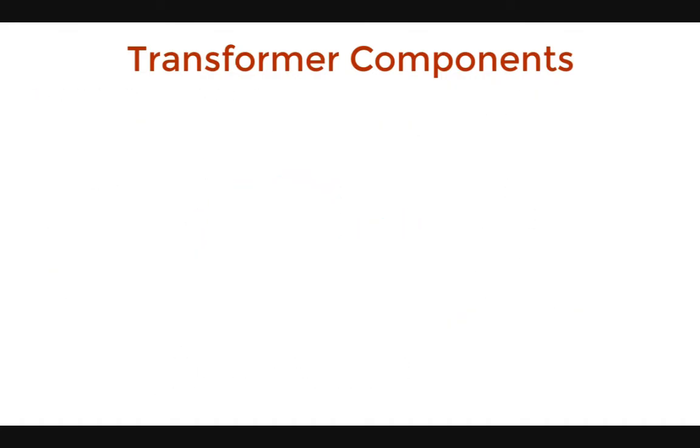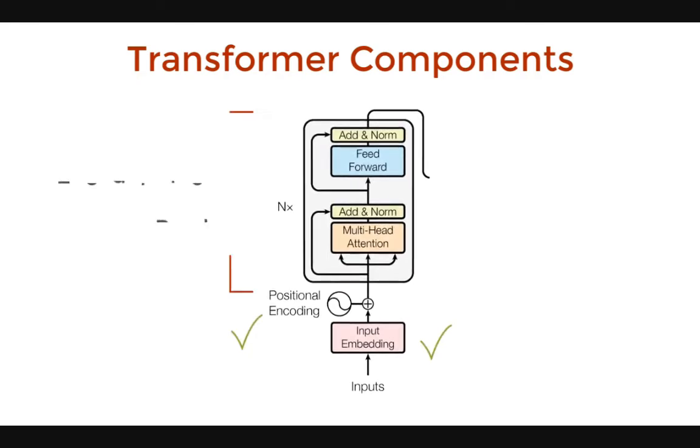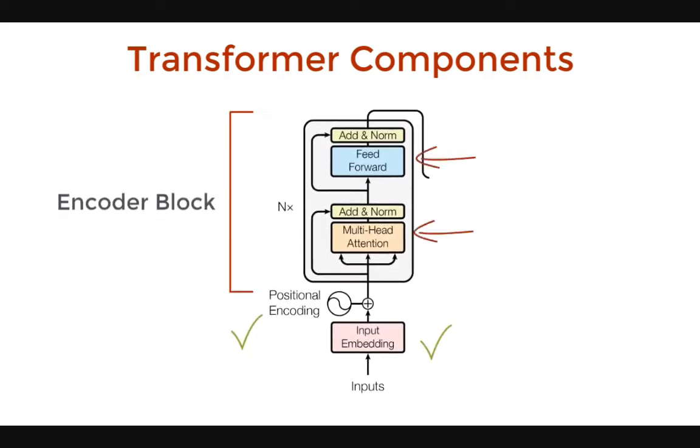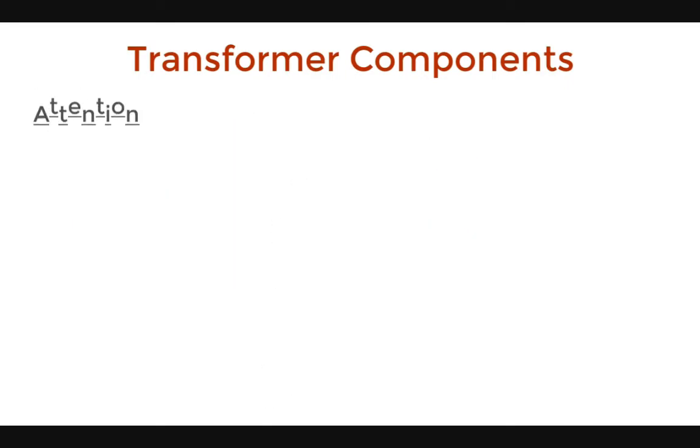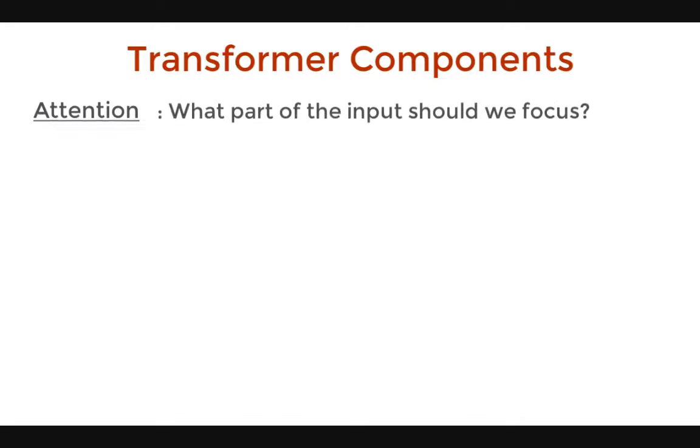Nice. We pass this into the encoder block where it goes through a multi-headed attention layer and a feed-forward layer. Okay, one at a time. Attention. It involves answering what part of the input should I focus on.